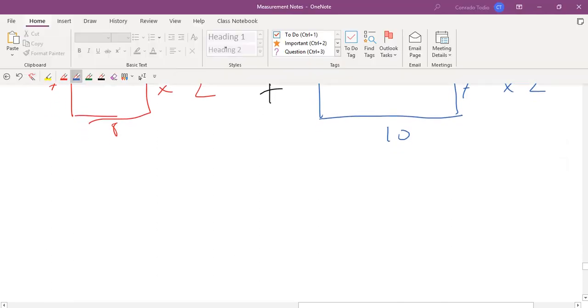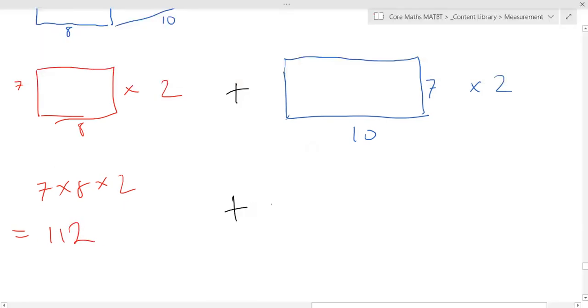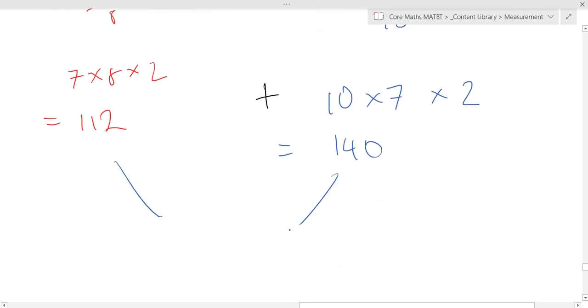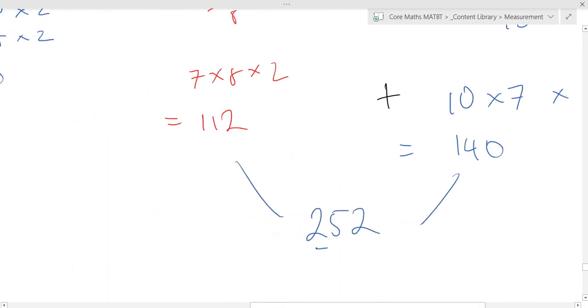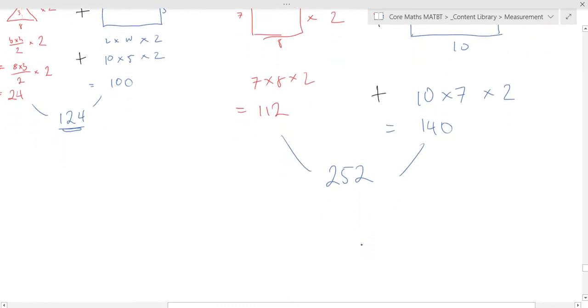So calculating that, nice and easy. 7 by 8 by 2. That's 56, so 112. And then for this one, 10 by 7 by 2. So 10 times 7 times 2 should equal 140. So when you add them together, that should equal 252 all up. Okay, that's 252. Now, adding all of that together to get the final surface area.